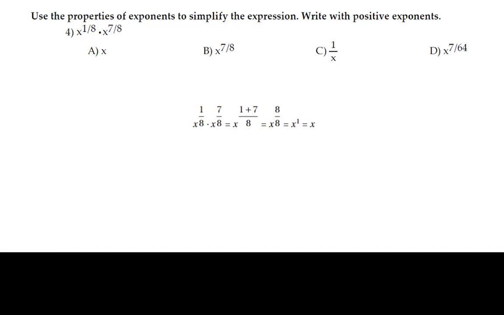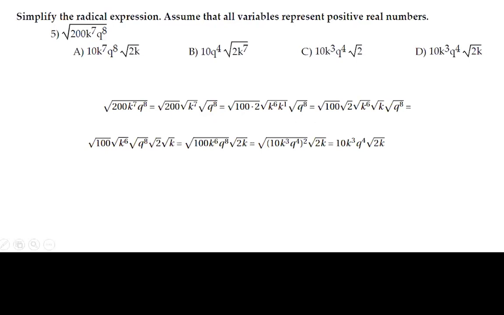Number 5. Simplify the radical expression. Assume that all variables represent positive real numbers, so we don't have to worry about those absolute value signs anymore. We have the square root of 200k to the 7th, q to the 8th. We can split this up: square root of 200, square root of k to the 7th, square root of q to the 8th, and take each on its own. We want to find perfect square factors.